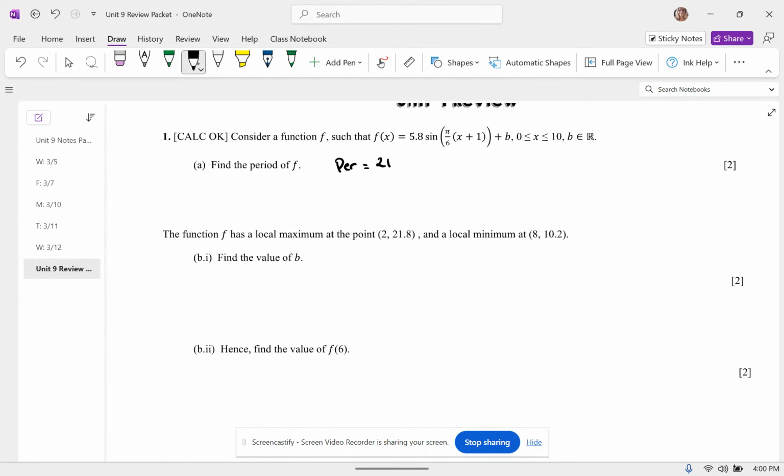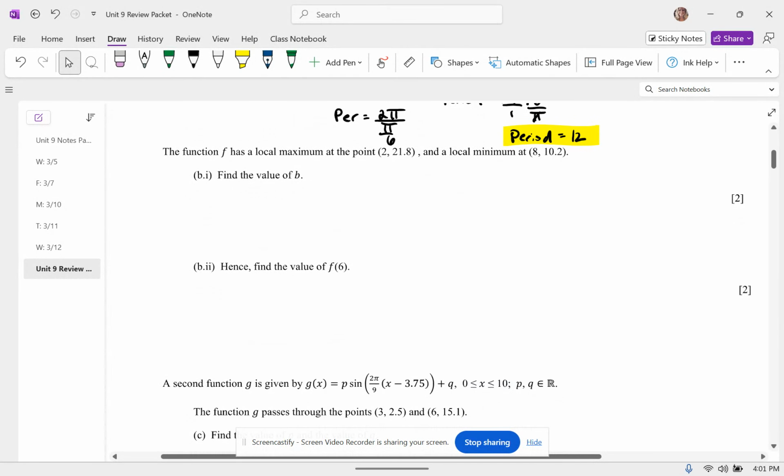Period is equal to 2 pi over b. In this case, pi over 6 is standing in b's spot, so I'm going to find the period as 2 pi over pi over 6. And we know that division by a fraction is the same thing as multiplication by the reciprocal. These will cancel, and we have a period of 2 times 6, which is 12.